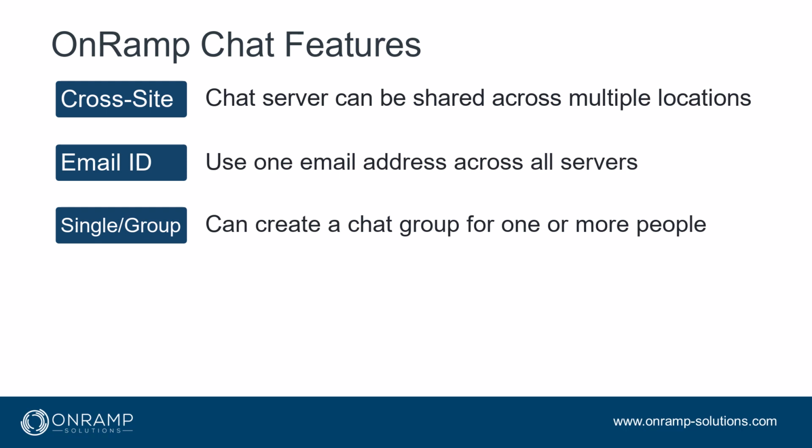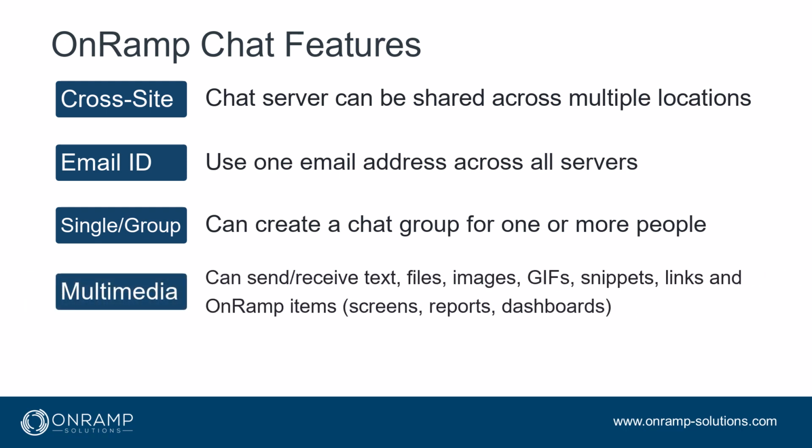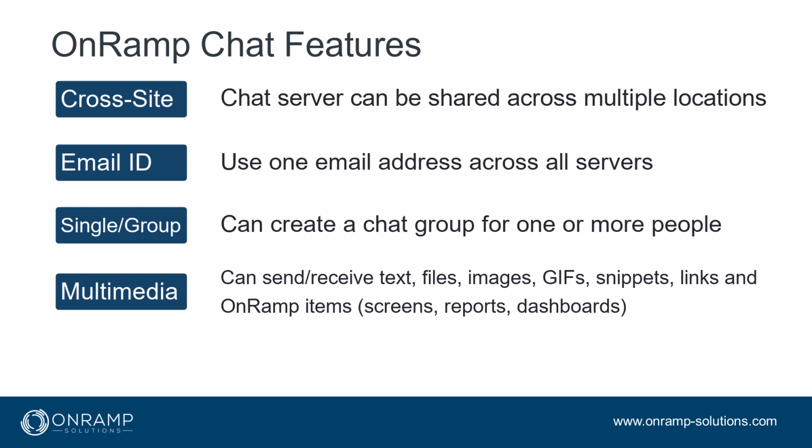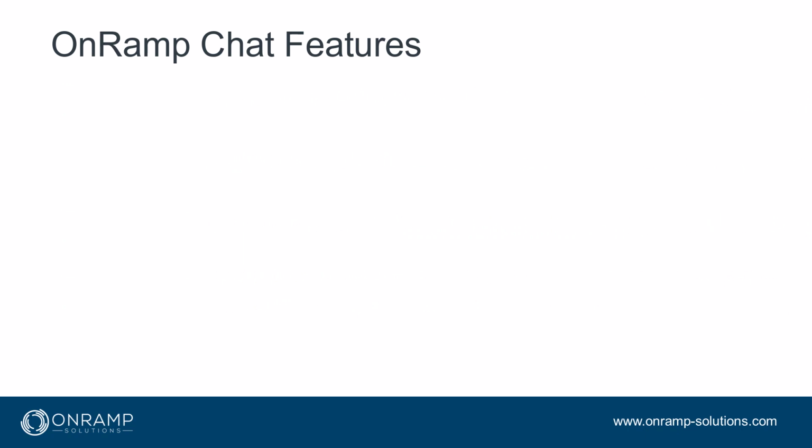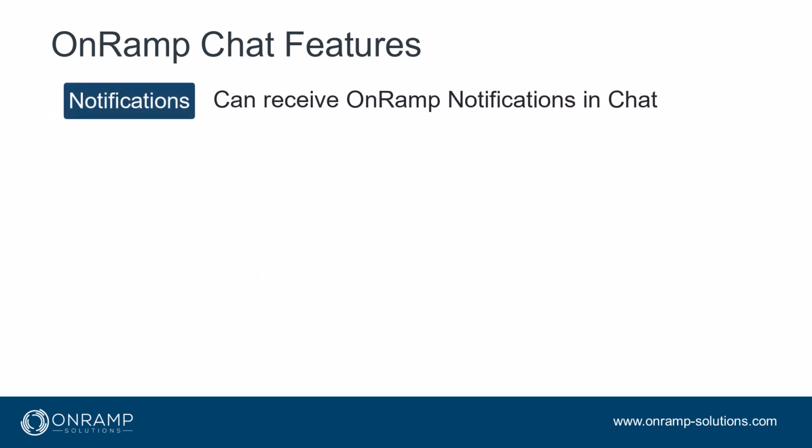Groups can be used to open a chat for a certain department, like finance or IT, or a group of friends. Through OnRamp Chat, you can send text messages, files, GIFs, snippets, and links. Also, you can send OnRamp items like a copy of a report, a dashboard metric, or a screenshot of a screen. It also works with OnRamp notifications, meaning you can subscribe to notifications that will be received on your chat.